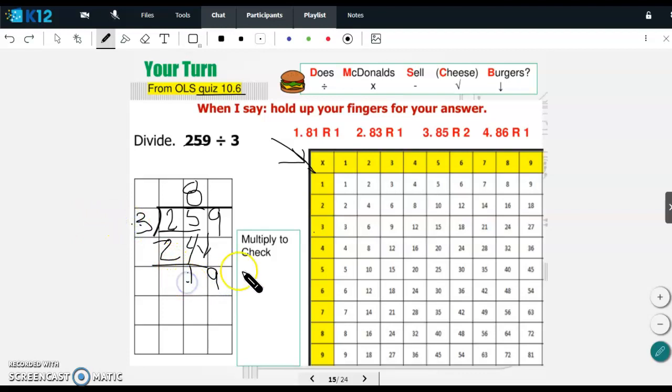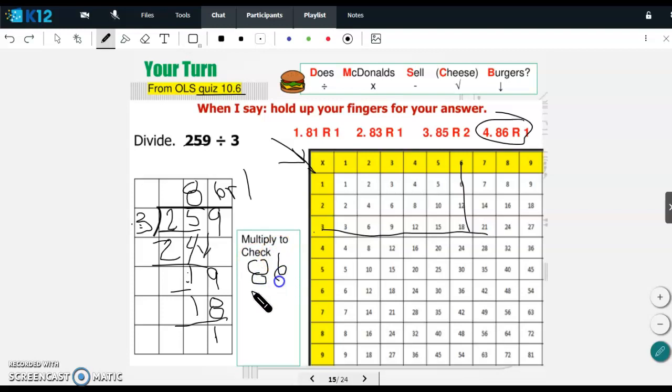3 goes into 19, I should say. I go back over here. I have 18 and 21. 21 is too much, so I go up to 6, and I get 18. Subtract it, I have a 1. 1 is less than 3, so I know that is my remainder of 1. 86, remainder 1. And as always, we check it.